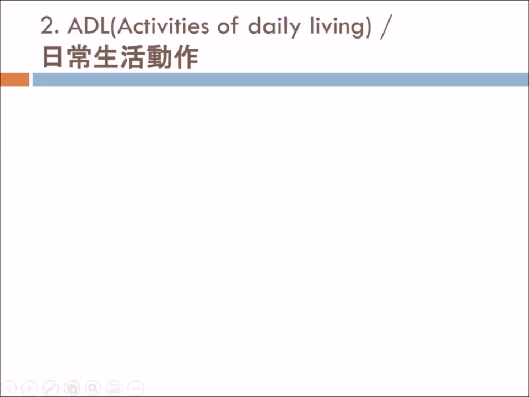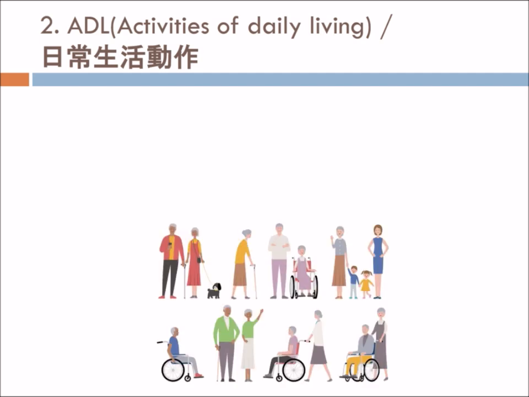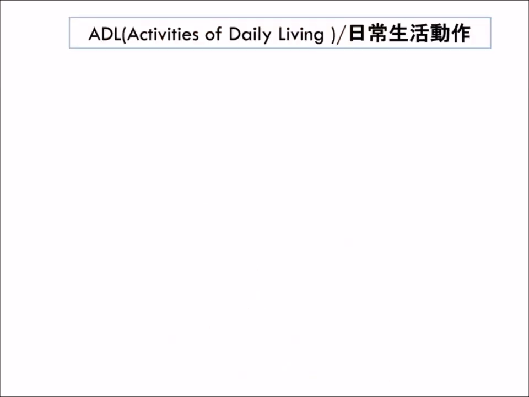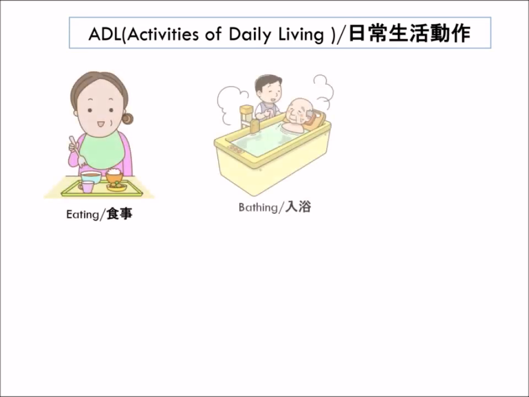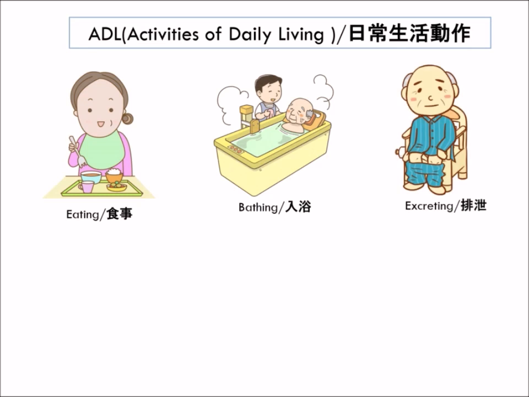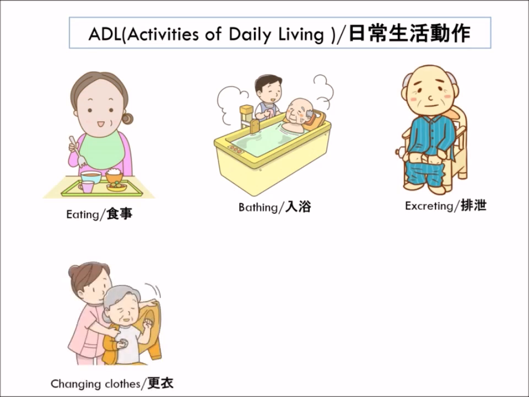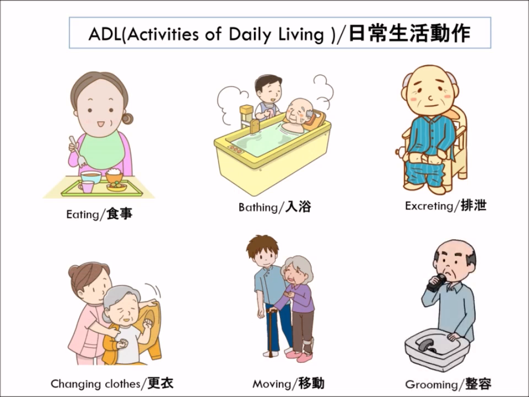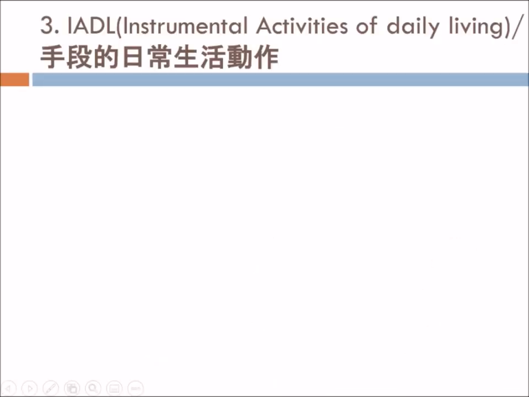2. ADL, Activities of Daily Living. ADL is a series of physical activities a person performs to live independently. Examples of ADL: eating, bathing, excreting, changing clothes, moving, grooming.